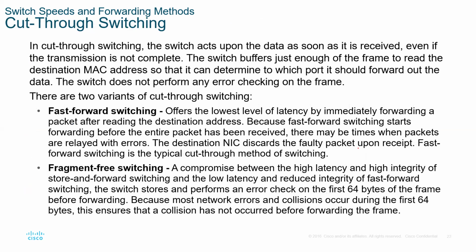We look at cut-through switching a little bit more. In cut-through switching, the switch acts upon data as soon as it's received. We've gone through that. The switch does not perform any error checking. We've gone through that. There are two variants of cut-through switching. Cut-through switching, general definition: it does not check the errors. It checks the frame up until the moment you get to the destination MAC, then forwards.